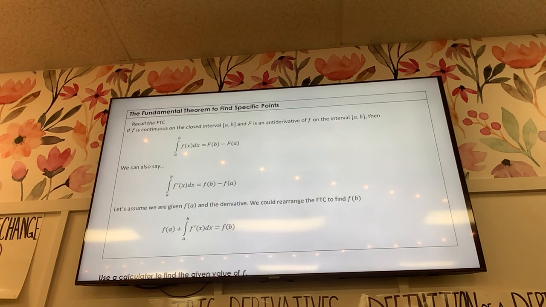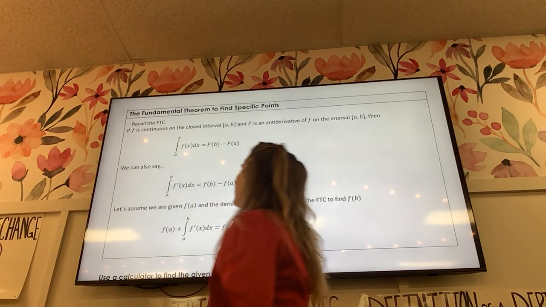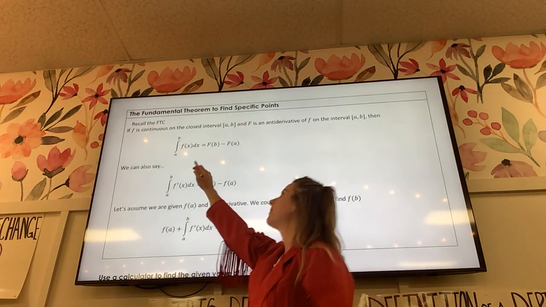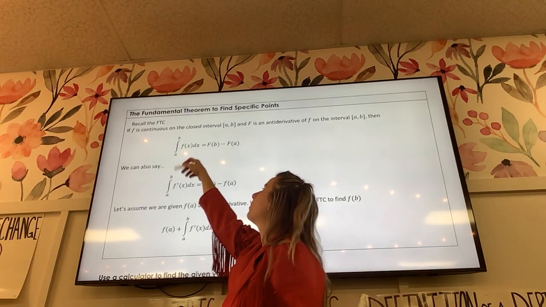And you had to do the accumulation of change and add the accumulation of change to your initial value, and that gave you the number of people in the store, right? Same exact thing, just no words. All right, so we're just finding specific values. So this is kind of just the reasoning behind it, but this is the fundamental theorem when you are integrating with bounds.